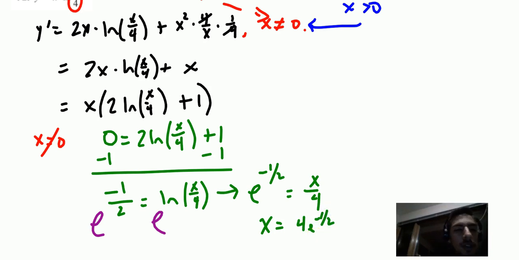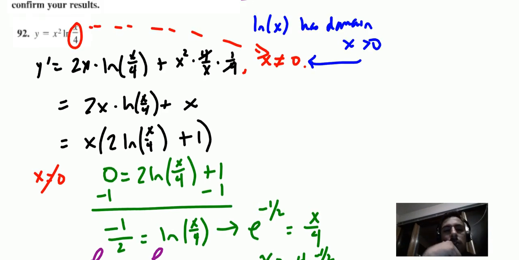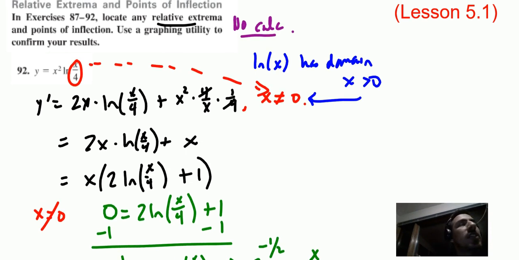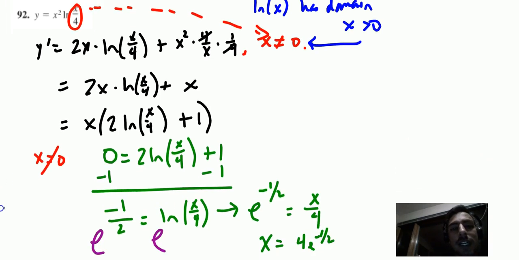Okay, so here's the tricky part. I'm supposed to plug this back in to my first derivative to see if I have a max or a min at x equals 4e to the negative 1/2. That's kind of tricky though. So what I'm going to do is the second derivative test. And the reason I'll do the second derivative test is because I could use that second derivative test for extrema. I also am going to need points of inflection, so I'm going to need my second derivative anyway.